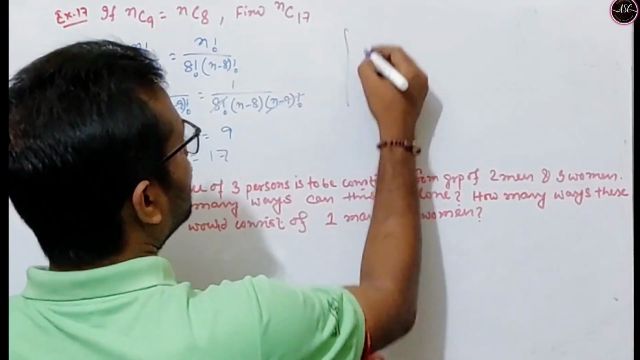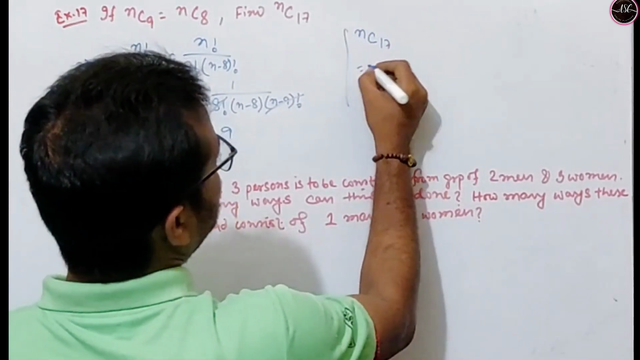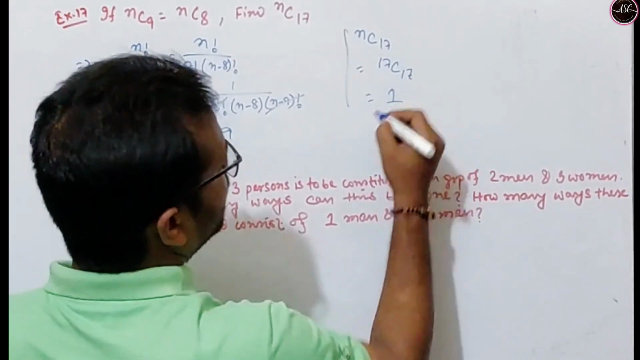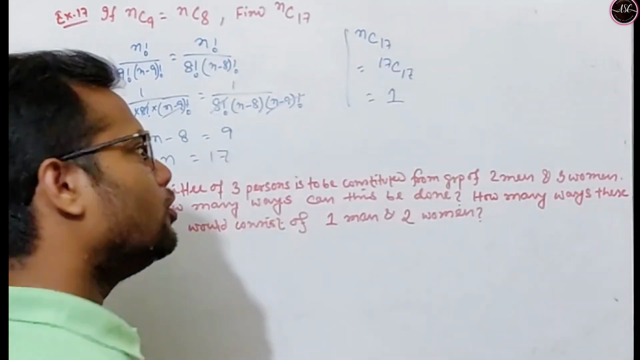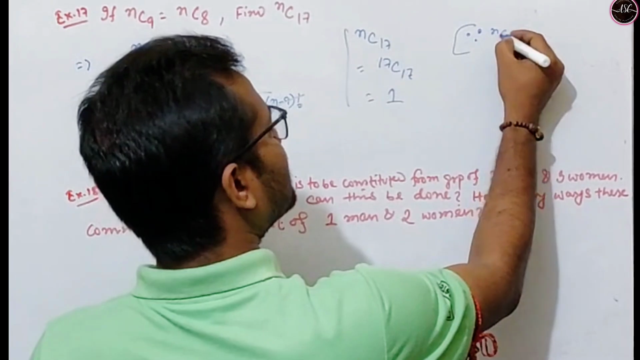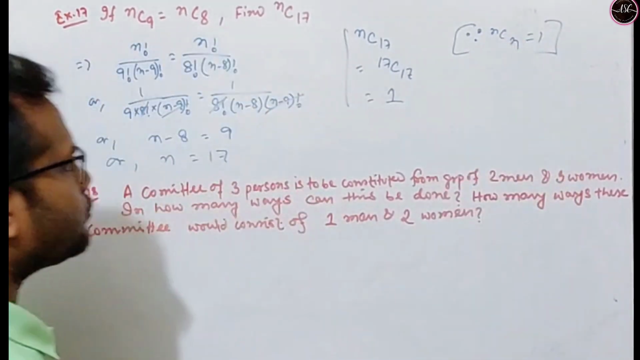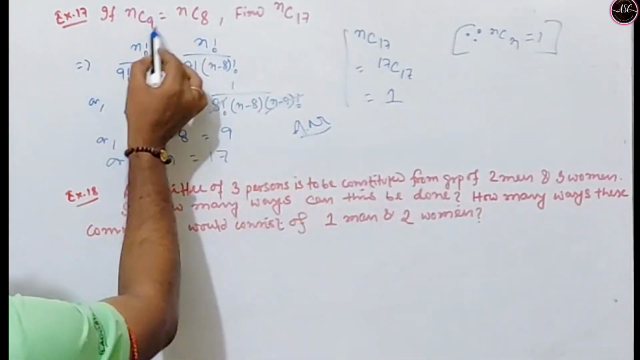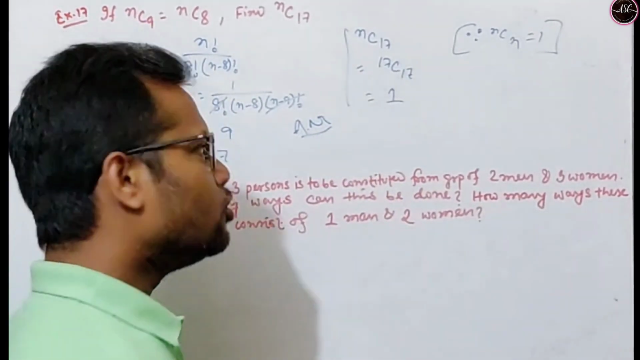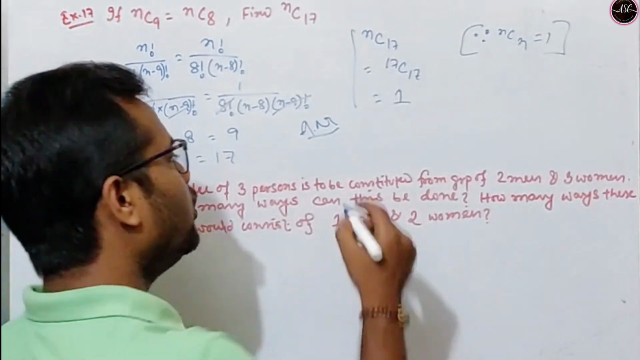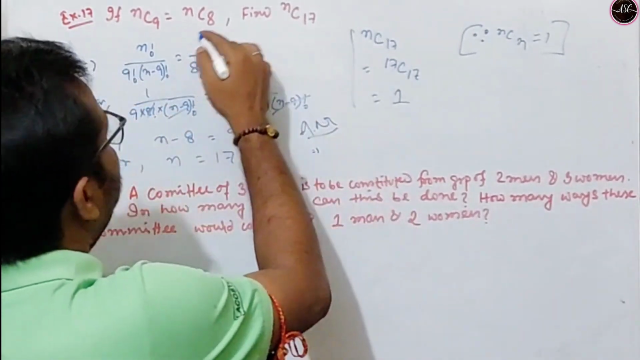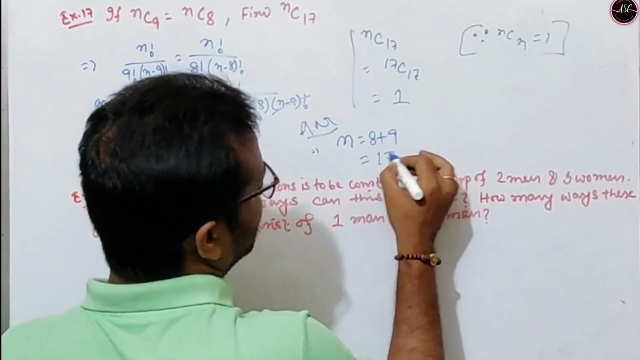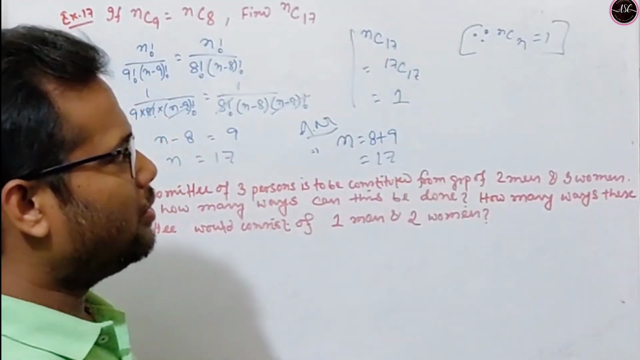So here nC17 equal to, putting the value of n, we get 17C17, so equal to 1. By the formula nCn equal to 1. Then another method. Look, nC9 equal to nC8. So by the property of combination, we have n equal to 8 plus 9. Therefore n equal to 17. Putting this value here, we get 1.